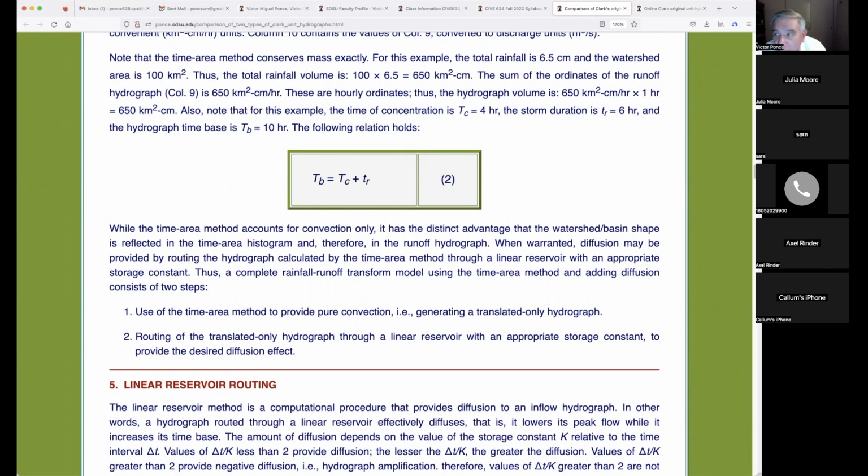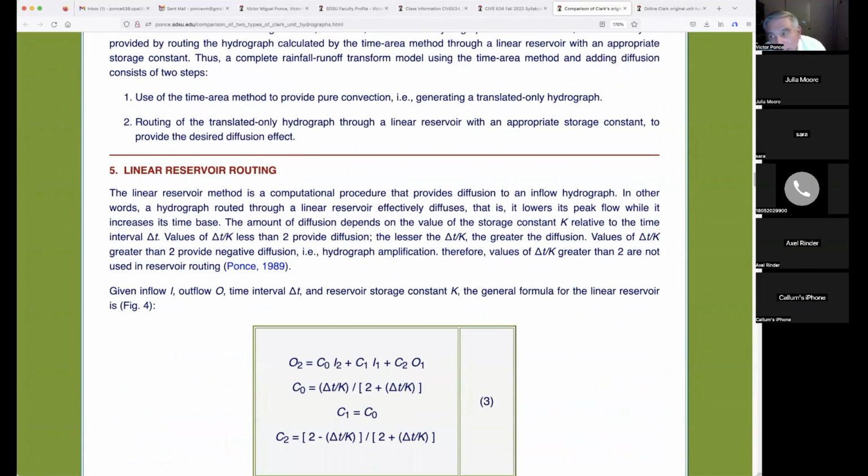Appropriate storage constant. It cannot just be any storage constant. If you have any storage constant in there, then you're just going to route and get some diffusion, but it's not going to be the right amount of diffusion. So you have to know how to do this with the appropriate storage constant. Like I already told you, there's 2: one measured and the other one obtained from regional analysis.